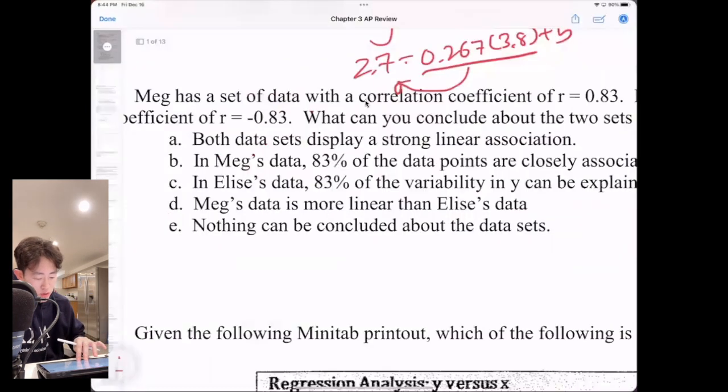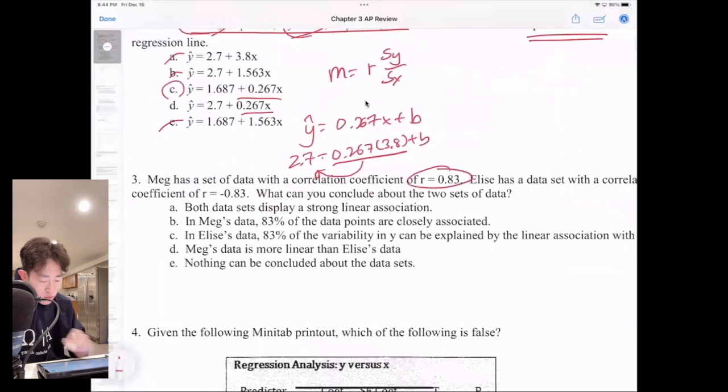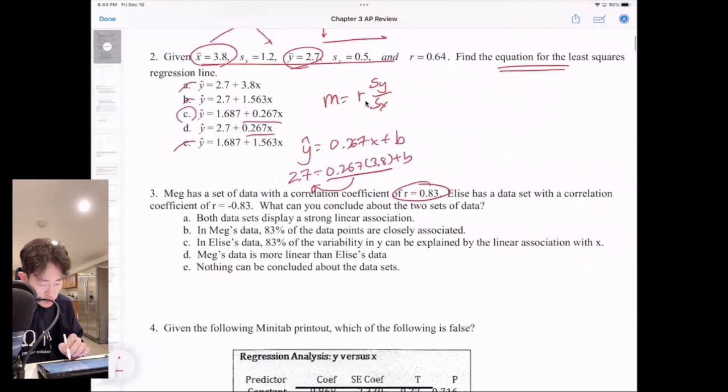All right, so let's do number three. We have r is 0.83, and the correlation coefficient has a negative for Elise and positive for Meg. So it seems like r is generally high because it's higher than 0.8, which means they will both display a very strong linear association. The 83% of the data points are closely associated.